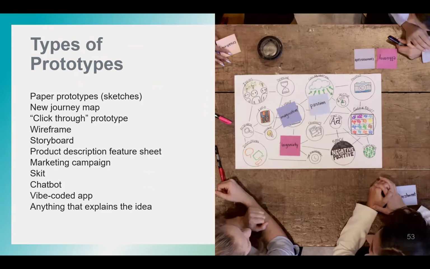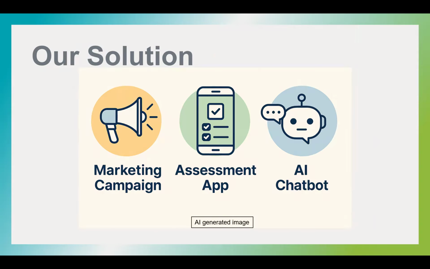So let's talk about the types of prototypes you can develop. Paper prototypes, user journey maps, click-through prototypes, wireframes, storyboards. You can read the list as well as me, but right there at the bottom is, for example, skits, chatbots, and vibe coded apps. So anything that can explain the idea, that's what you can use, right? And remember, we're not doing a completed product here. We're basically learning. All right, so here's our solution: a marketing campaign, an assessment app, and an AI chatbot.